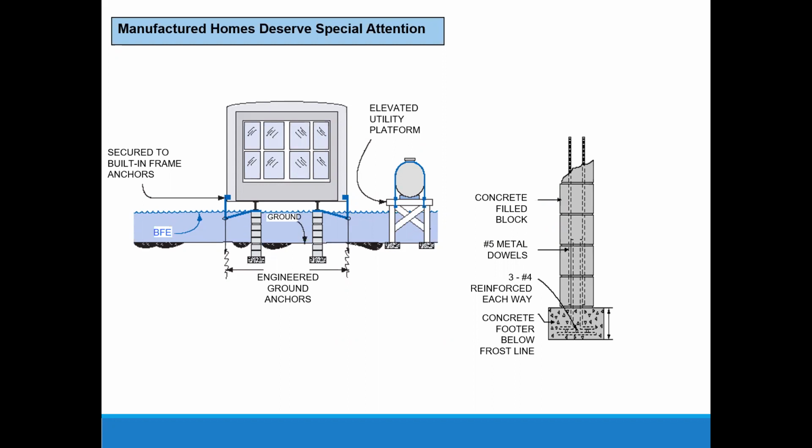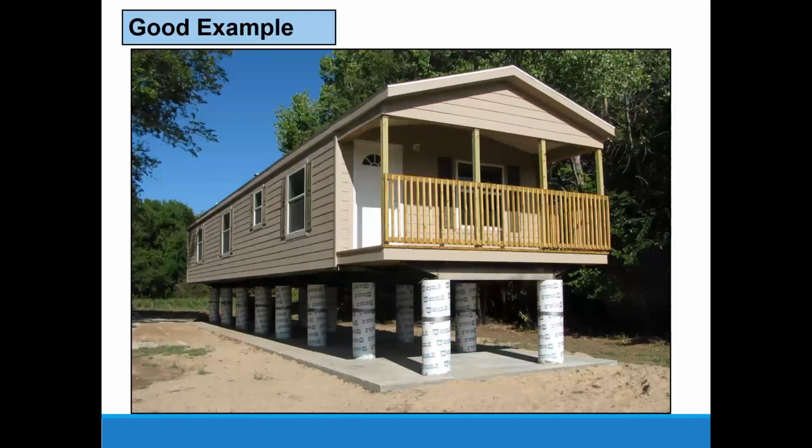Whatever the case may be, it has to be properly anchored. And so we do have the Protecting Manufactured Homes FEMA publication for floodplains that's really helpful if this is an issue. And then they have their utilities elevated on a platform and properly anchored to that on the outside as well. So here's a good example of a manufactured home that has been elevated. It's on these posts or piers.